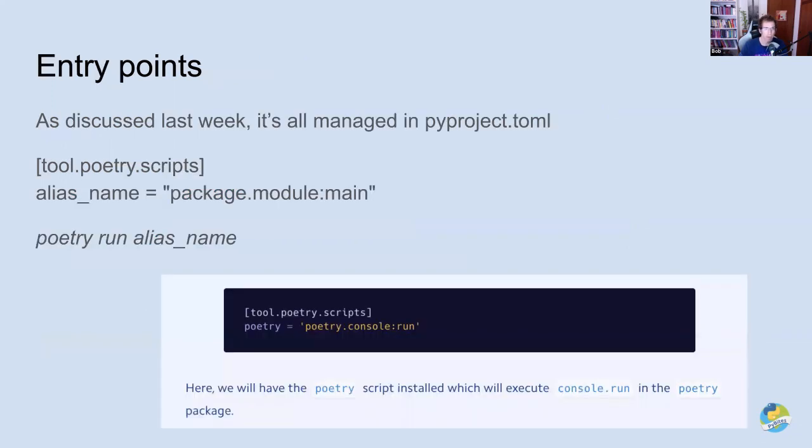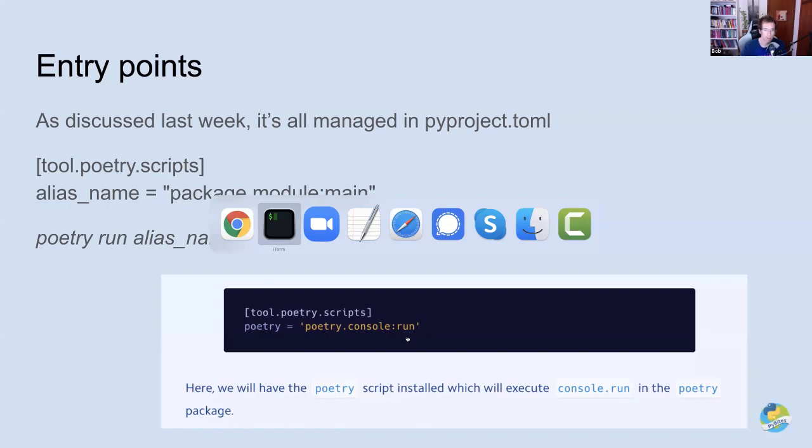We can define entry points. So that's really cool. You can make an alias so that you can do poetry run alias name. And you can do that under tool poetry scripts. And how it works is you set it to the package, the module, and then colon the function. So here you would have a poetry directory. You would have a console.py file in this example here, and you would have a run function in that module. And I can demo that because I did that recently on a project.